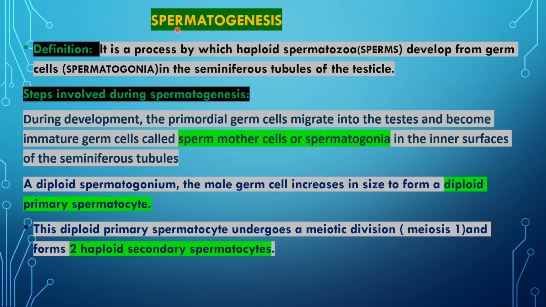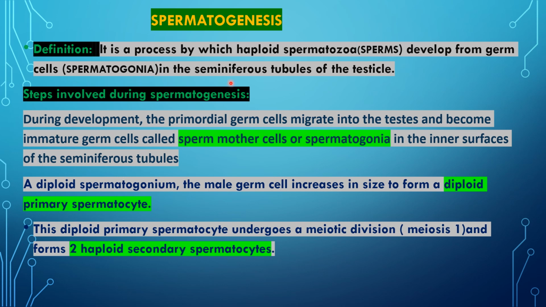So now we look into the process of spermatogenesis. What is spermatogenesis? How do you define spermatogenesis? It is a process by which haploid spermatozoa, nothing but the sperms, develop. What is the ploidy? They are called haploid structures. Why? They carry one set of chromosomes, developed from the germ cells, that is the spermatogonia or the sperm mother cell.